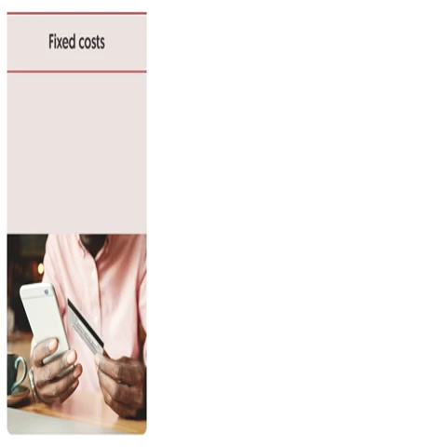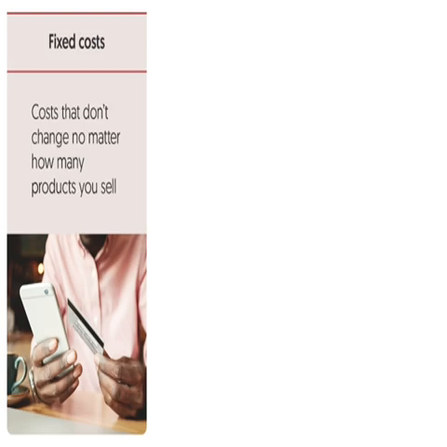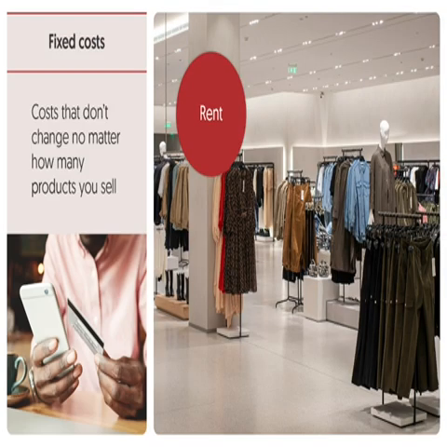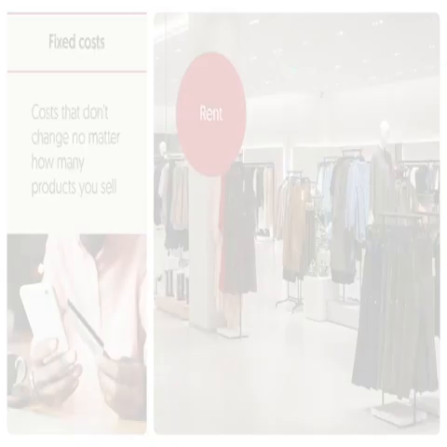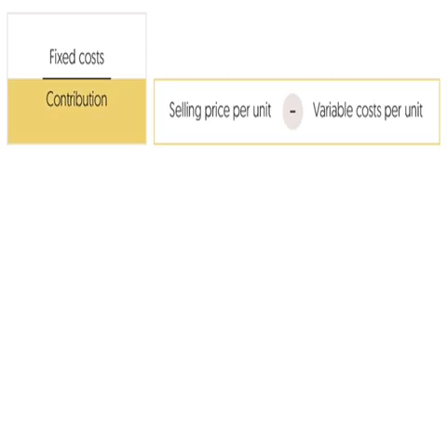You also need to know fixed costs, which are the costs that don't change no matter how many products you sell. For example, rent. To do the calculation, you take your fixed costs and divide them by contribution, which remember was selling price per unit minus variable costs per unit.